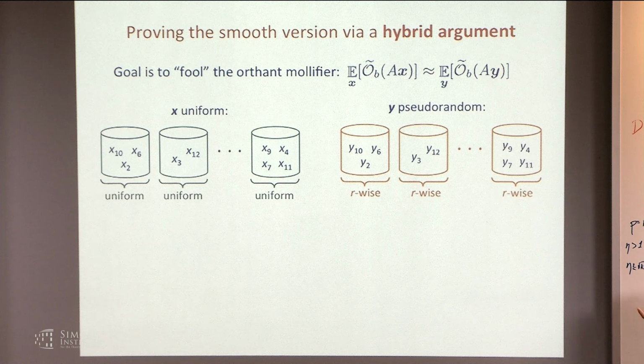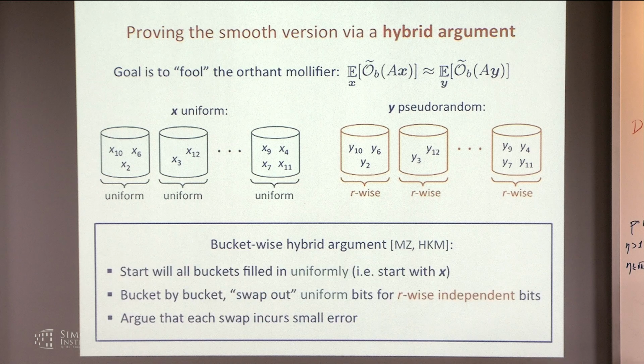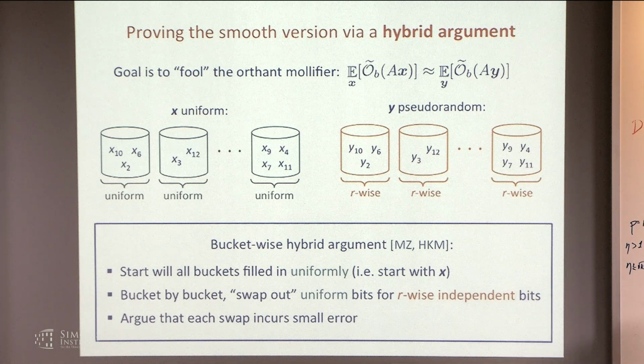You want to use the hybrid argument and go slowly from the picture on the left to the picture on the right. So this is a bucket-wise hybrid argument, also employed in previous works. I'll start off with the picture on the left, all buckets filled in uniformly, a uniform string. Bucket by bucket, swap out a uniform bucket of bits for an R-wise independent bucket of bits, and argue that each swap incurs small error. At the end of the day, I'm just going to union bound over all buckets. So the last technical part of the talk, I'm going to tell you about how we bound the error incurred in just a single swap.